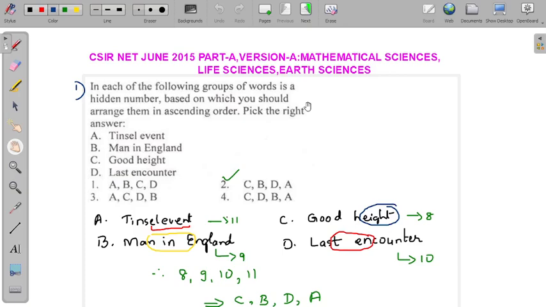Hello all. In this video, I'm going to solve CSIR NET June 2015 Part A questions of Mathematical Sciences, Life Sciences and Earth Sciences. Let us take the first question. This is version A of the question paper.